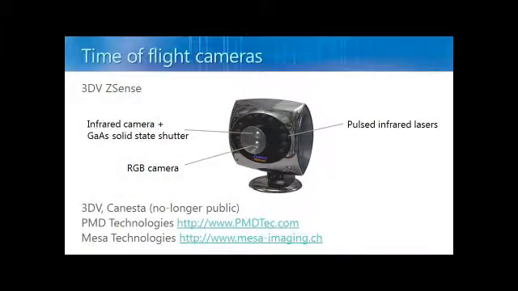A second line of depth cameras are time-of-flight cameras. And I'm showing one example here of the several years old Israeli company 3DV camera. And the basic premise of time of flight is actually what it sounds. It actually times how long the flight takes from the camera to the object and bounces back. It measures the amount of light that gets reflected.